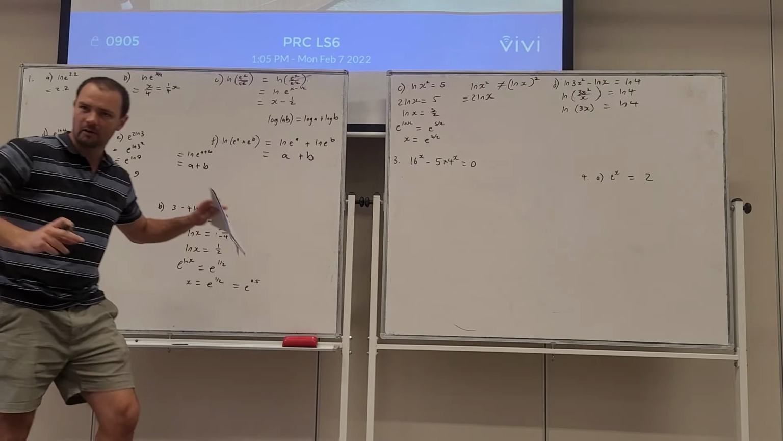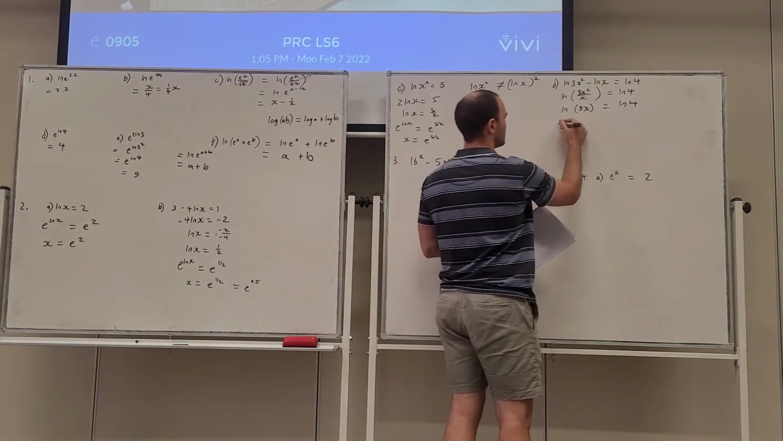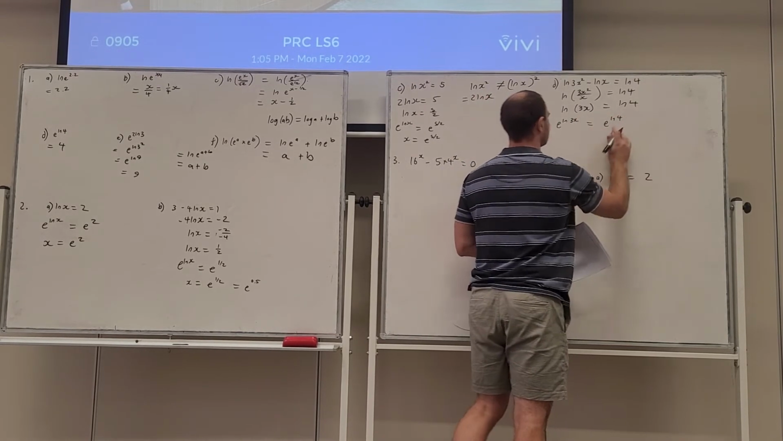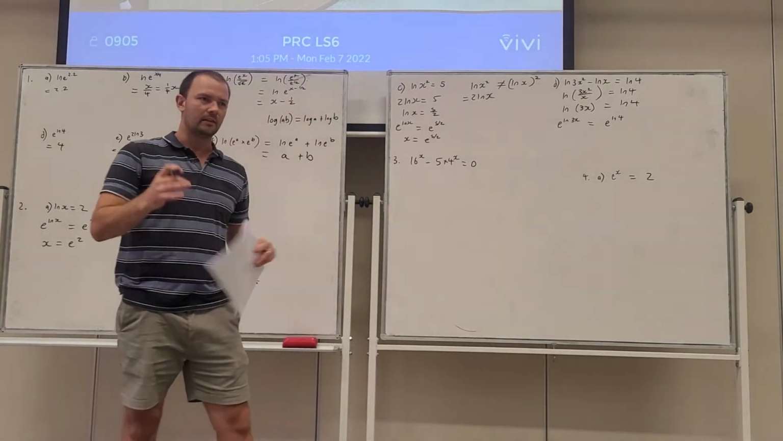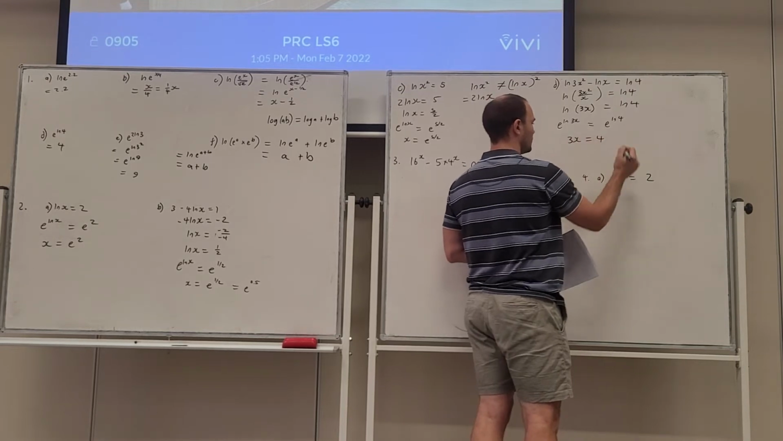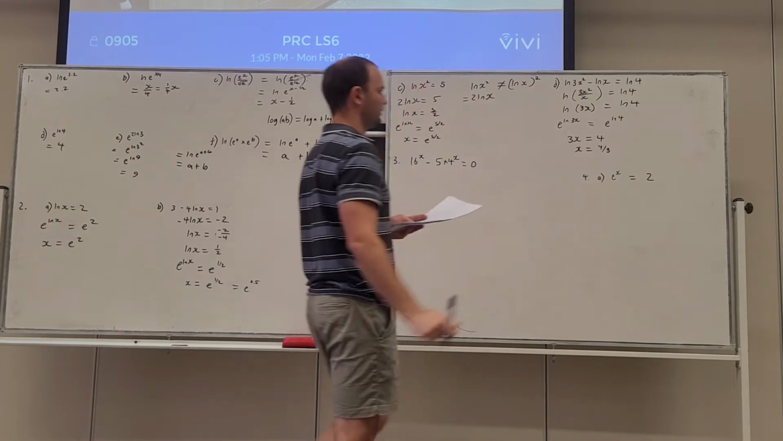Okay, now we can raise e to the power of both sides. e and the ln will cancel each other, so we're going to have 3x equals 4, and so therefore x is 4 on top of 3.